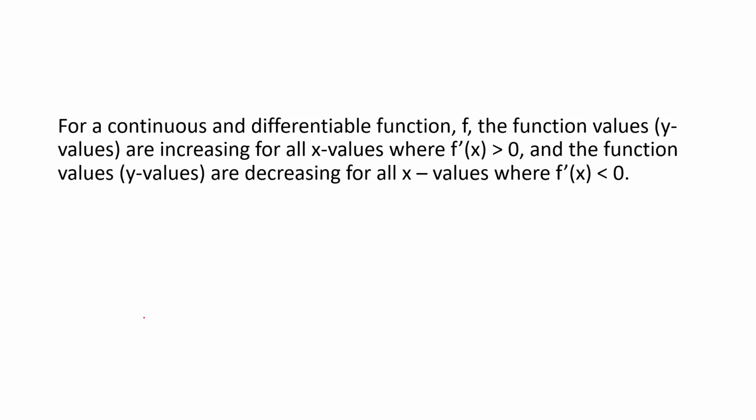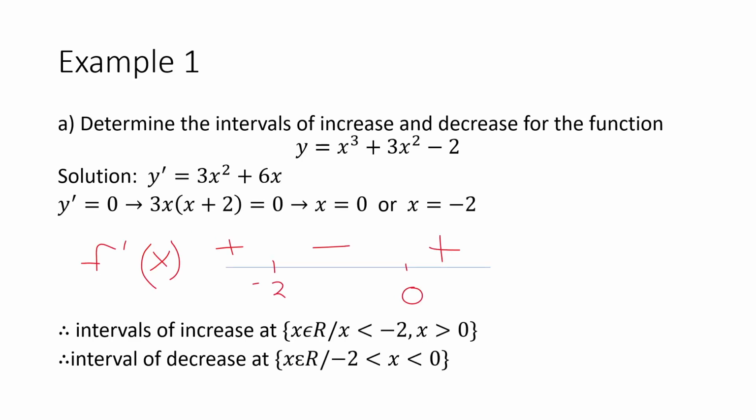So for instance, if I have a curve that's increasing, I can instinctively tell that the tangent will have a positive slope. And the function values, y values, are decreasing for all x values where f prime of x is less than 0. So for instance, if I had a decreasing curve, I can see instinctively that the first derivative would be negative. The slope of the tangent would be negative.